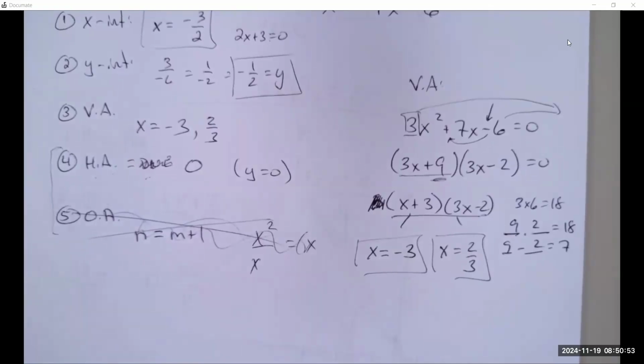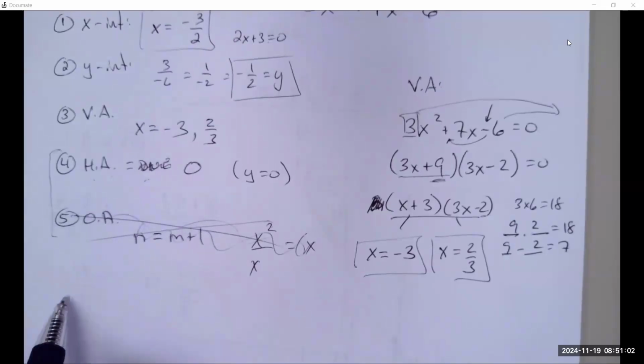Everybody okay with that so far? Now we're putting everything we've done since week 1 together: x-intercepts, y-intercepts, all that sort of stuff.